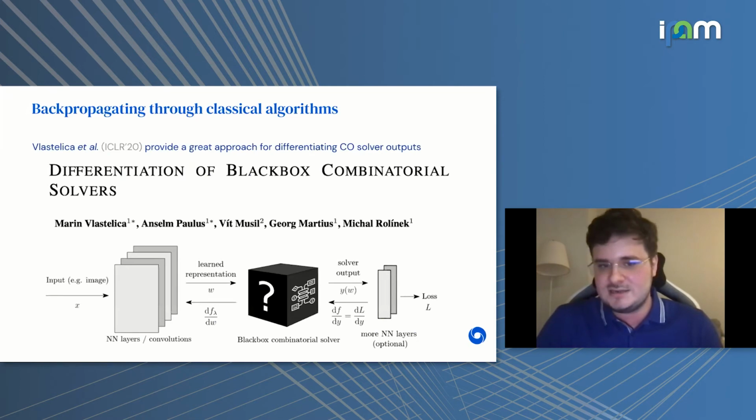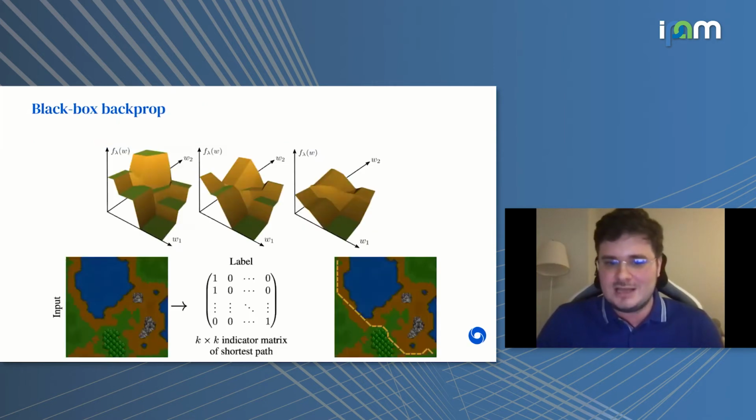And I would actually like to say that we have a very good set of solutions for this problem already. Marin Vlastelica and others presented this awesome paper at ICLR, which gives a great approach for differentiating the outputs of any black box combinatorial solver. So this is great, and it gives some really interesting results.